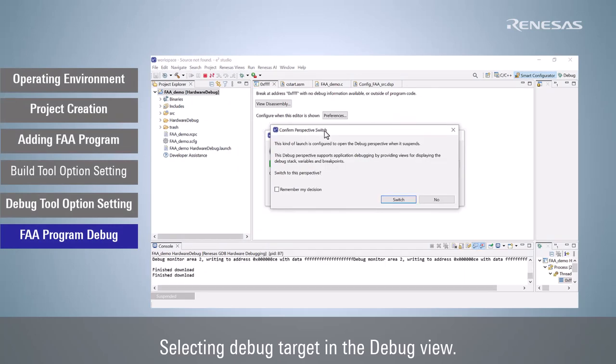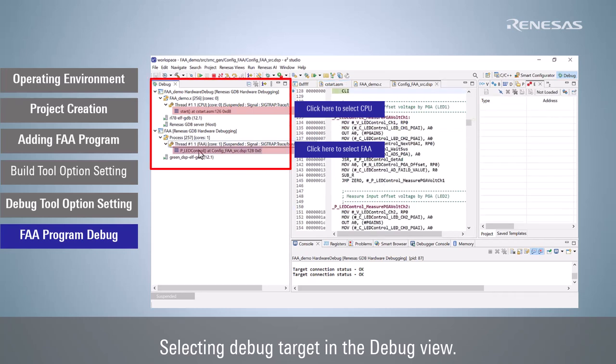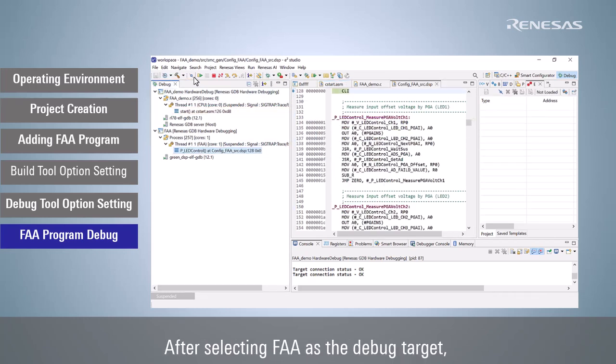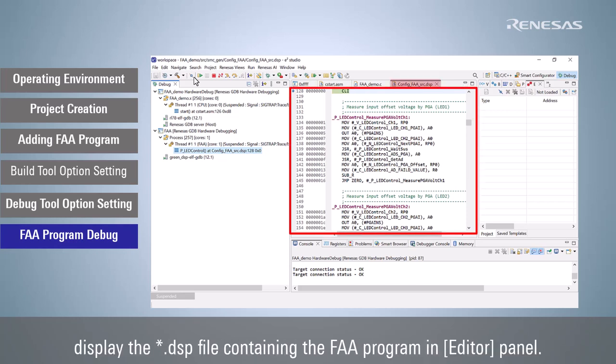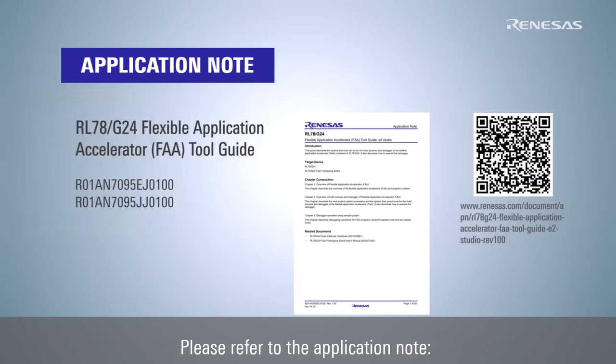When debugging the RL78G24 program, choose whether to debug the CPU or FAA. The debug target can be selected in the debug view. After selecting FAA as the debug target, display the .dsp file containing the FAA program in Editor panel. The address information will appear in the address area, and you can perform debug operations, such as step execution, at the FAA source level. Click Resume, Suspend on the toolbar to run or stop the FAA program.